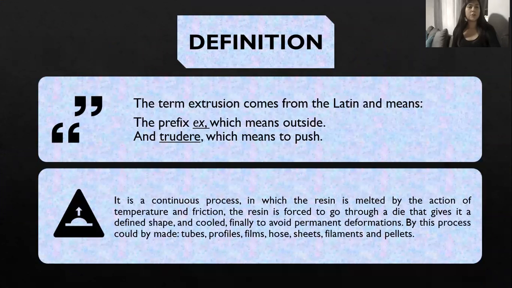The term extrusion comes from the Latin, and means the prefix ex, which means outside, and trudere, which means to push. It is a continuous process in which the resin is melted by the action of temperature and friction. The resin is forced to go through a die that gives it a definite shape and is finally cooled to avoid permanent deformation. By this process, tubes, profiles, films, hoses, sheets, filaments, and pellets can be made.